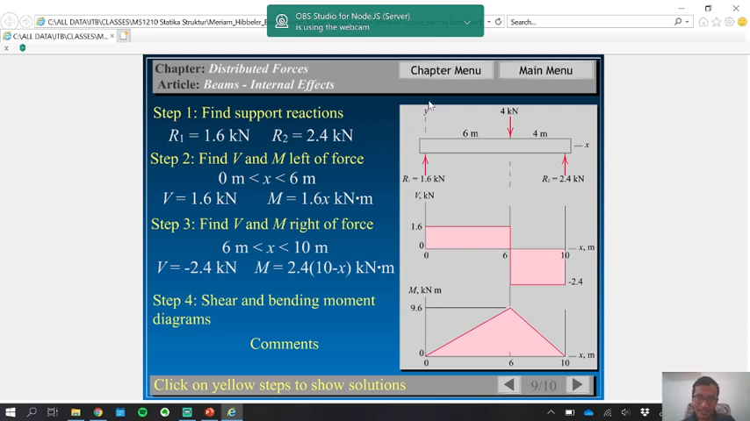The same as well at the beginning, at the left edge, we have 1.6 kilonewton. And you can see that there is a jump there from 0 to 1.6 kilonewton. And on the right edge, we have 2.4 kilonewton, and there is a jump there from 0 to minus 2.4 kilonewton. So whenever we have concentrated force, there will be a jump in our phi, in our shear force diagram. Okay, up until that point.